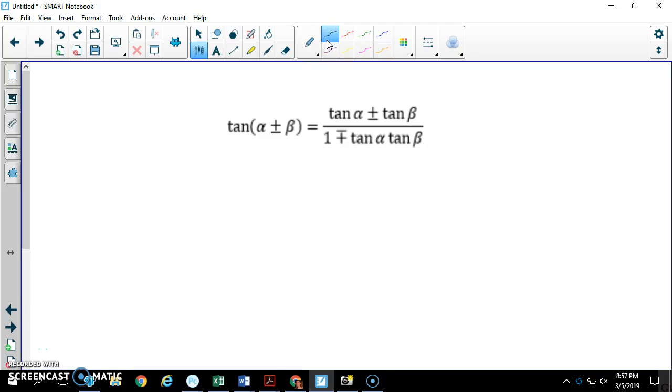Okay, so right now we're going to go ahead and do sum and differences for tangent. Tangent's a little bit more challenging if you're not careful than sine and cosine. So let's take this whole big ugly equation and split it up.